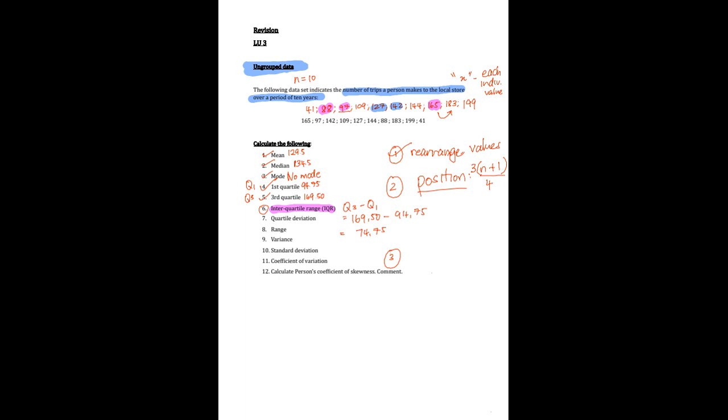And then your quartile deviation, number 7, is just a build up from this calculation. The quartile deviation is denoted by the letters QD. It's just your interquartile range divided by 2. So here it's the 74.75 that you calculated as your IQR, divided by 2. And here your answer is 37.38.